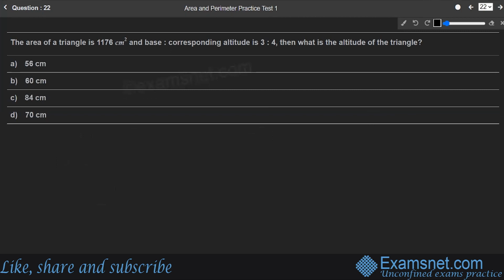Now, the next one. He says the area of a triangle is 1176 centimeter square, and the base is to the corresponding altitude ratio is 3:4. This is what is given. Then what is the altitude of the triangle? So let's create the triangle. This is the triangle. He's saying the area is already given as 1176 centimeter square.